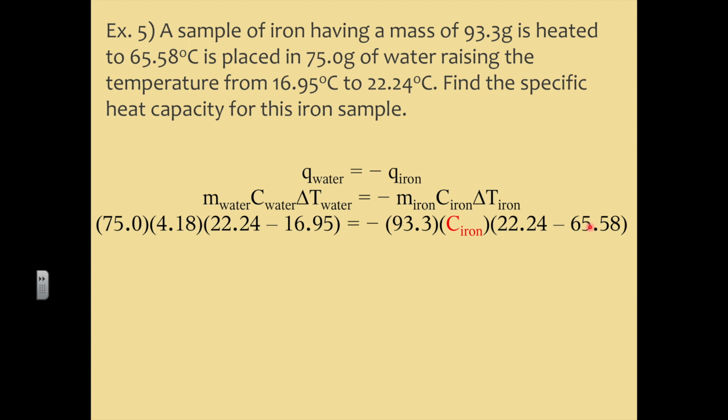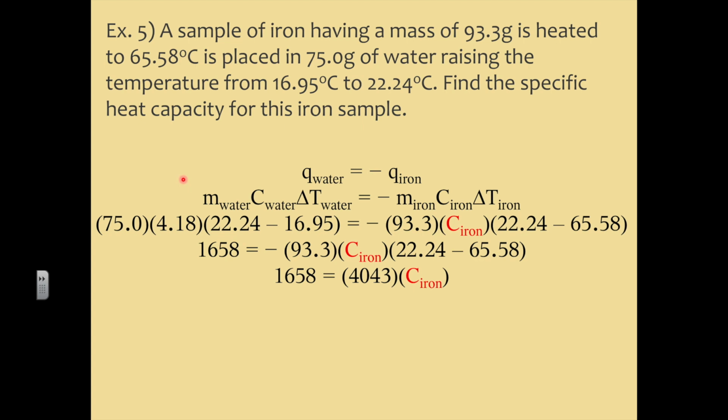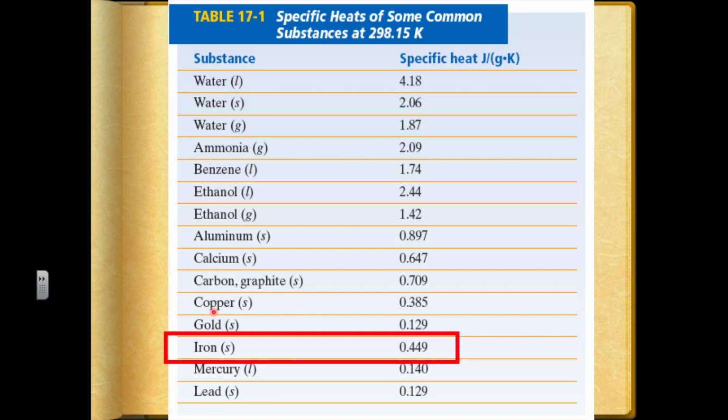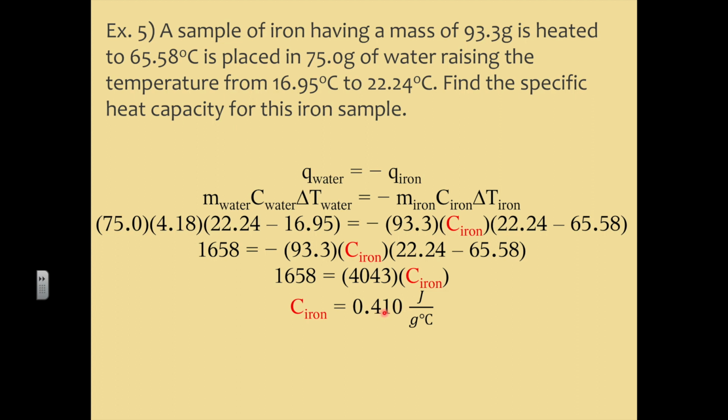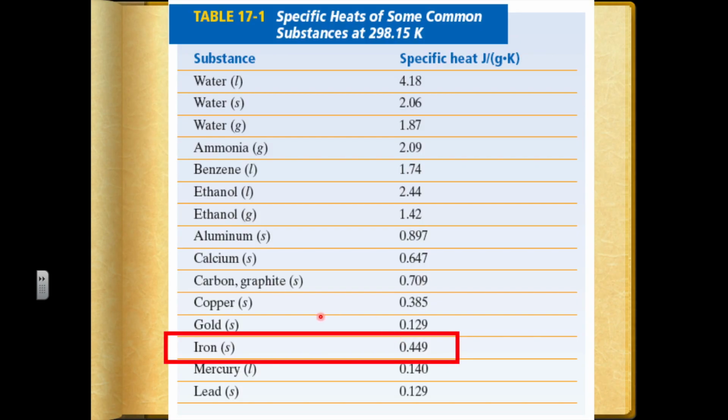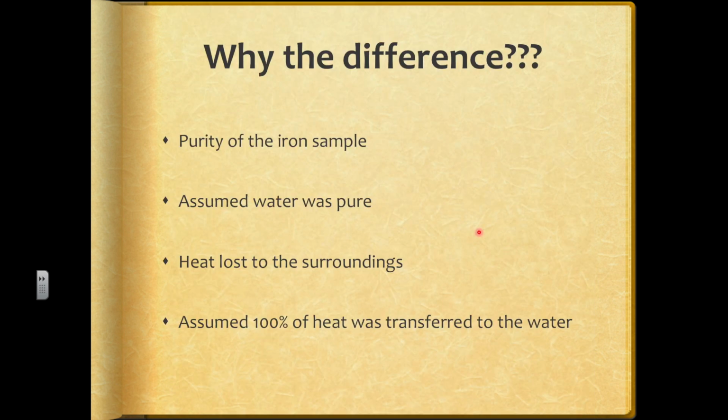Now notice that this one will be negative, which conveniently will take care of this negative right here. So I'll compact everything on the left side, and then I'll compact everything on the right side, and then just solve for the specific heat of iron. Simple enough, right? Well, it was 0.410 joules per gram degree Celsius when I measured it in my experiment. But if I look it up, I get 0.449. Close, but not exact. But why is that? Well, remember that we assume that the iron was pure.